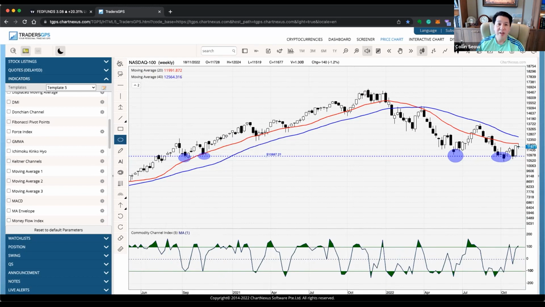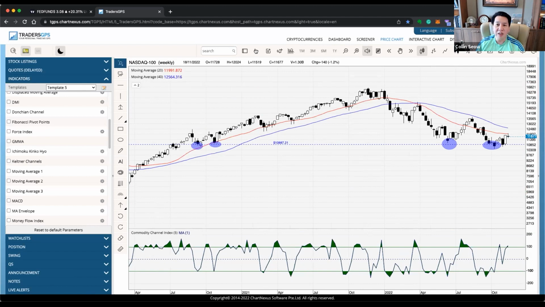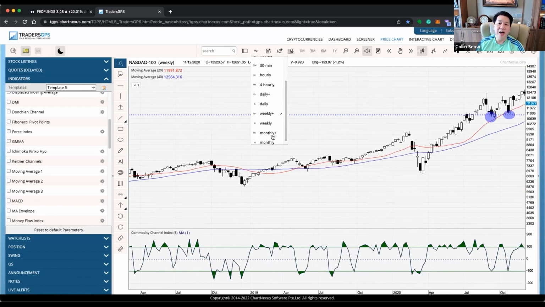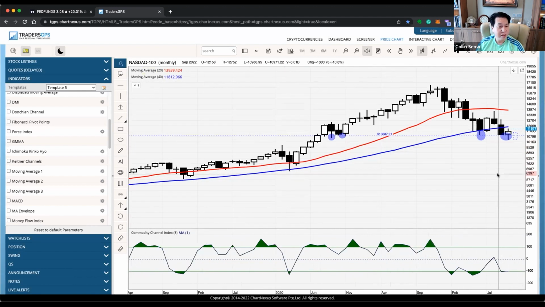So if it breaks down again below 10,800, 10,900, that means in the longer term we will have further downside. Yes or no? That means if we start to have a bearish candle over here, maybe there is further downside on Nasdaq. Yes, if you understand.